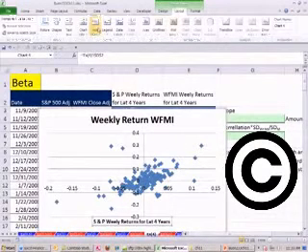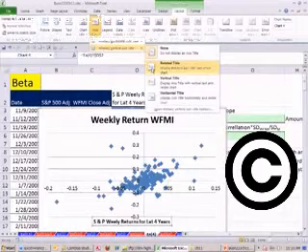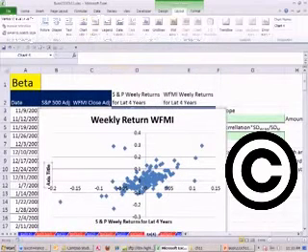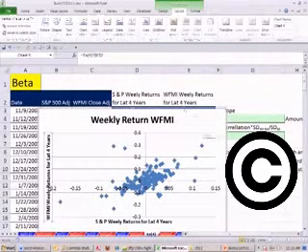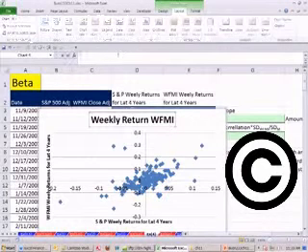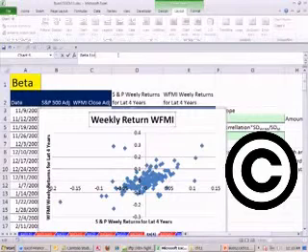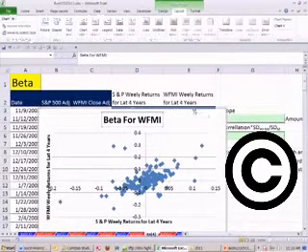Let's do the same thing. Layout, axis, vertical, rotated. It's highlighted. Click in the formula bar, equal, click, enter. And I'm going to highlight this and come up here and type beta for Whole Foods Market International. So you can see for labels, you can either type or link them, enter.